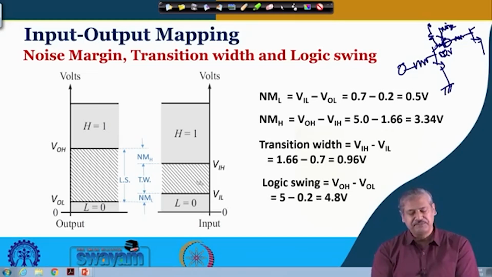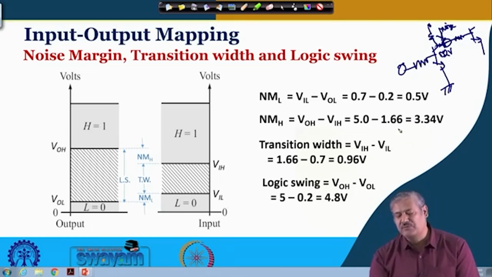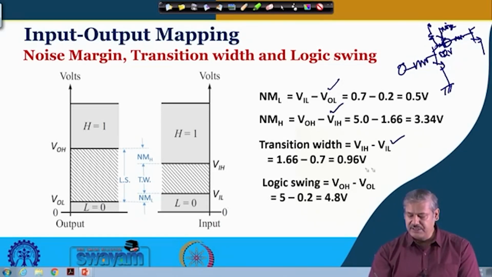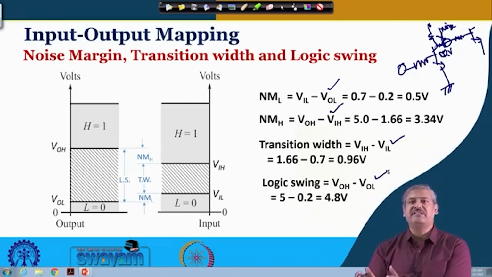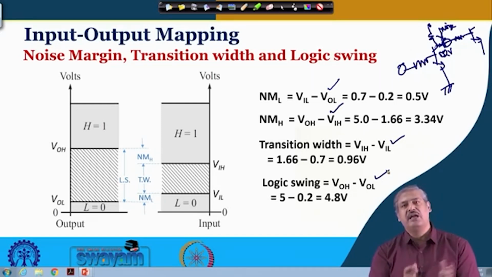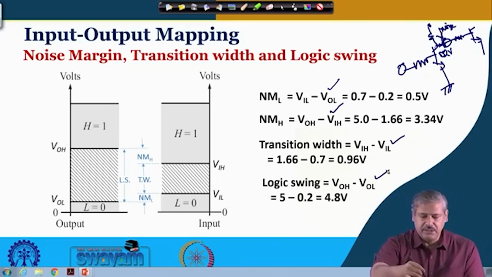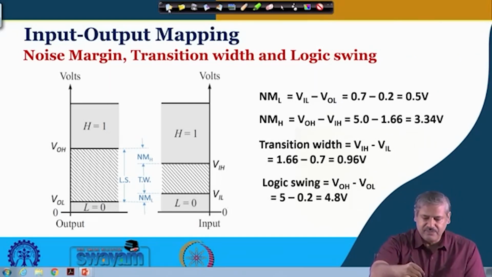Accordingly, these two terms are defined, and in this specific example that we have taken, it is 5 volt minus 1.66 volt, which is 3.34 volt. Transition width, of course, is the difference between VIH and VIL, and then logic swing. These definitions that you see are general, irrespective of the example we have taken, and they apply to any logic family and the corresponding gates.